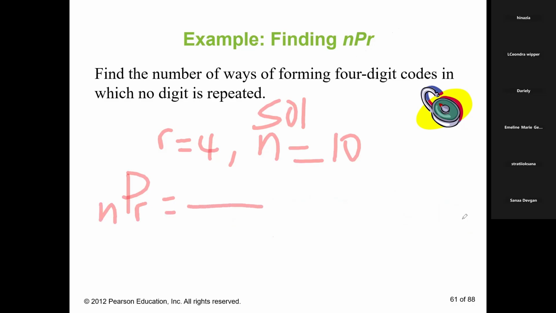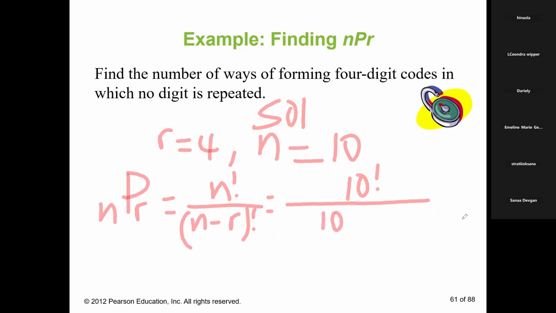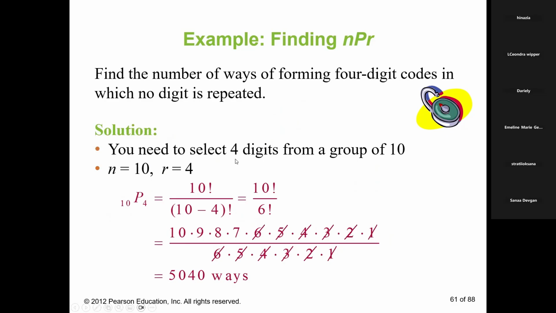NPR is n factorial over n minus r factorial. What is n? N is 10. What is r? R is 4. Okay? Got it? And then you solve this. Let me just show you the solution here. You need to select 4 digits from a group of 10 because you've got 10 digits. Anytime you talk about digits, you're talking about 0 through 9. So n is 10, r is 4.